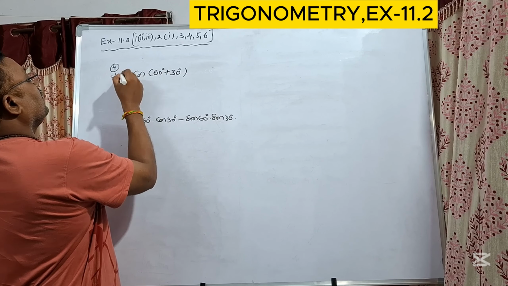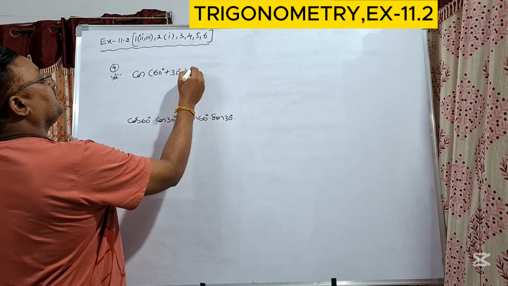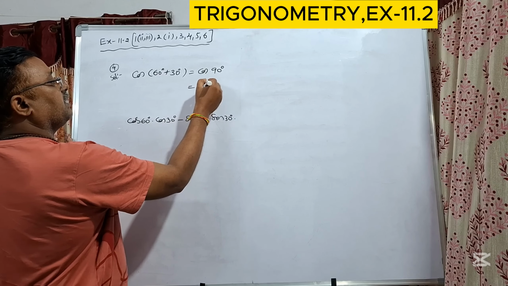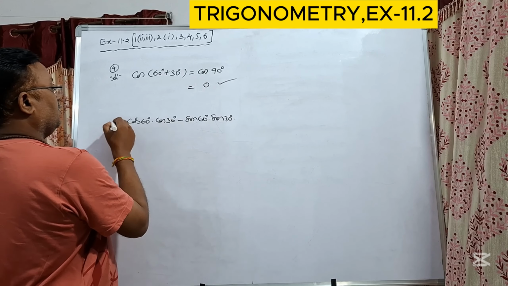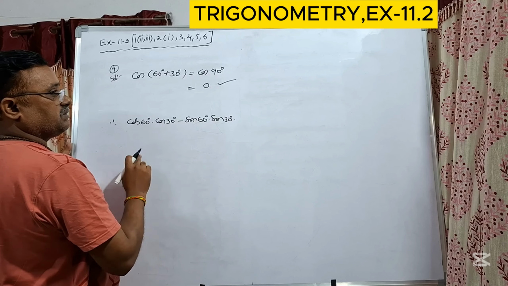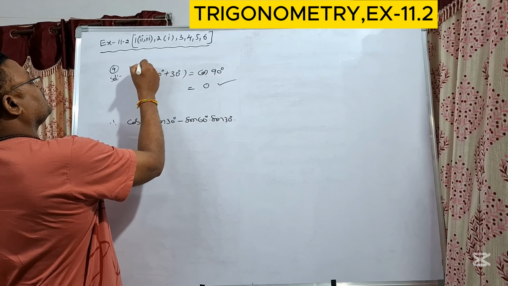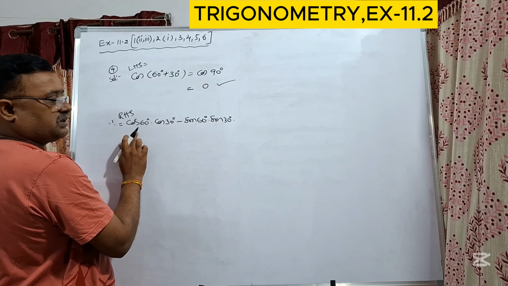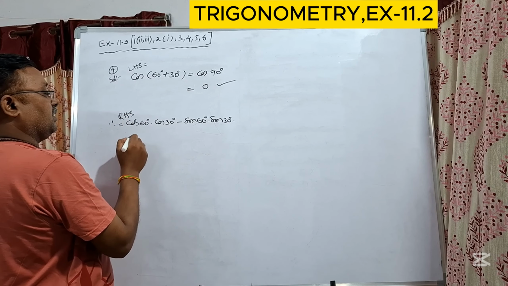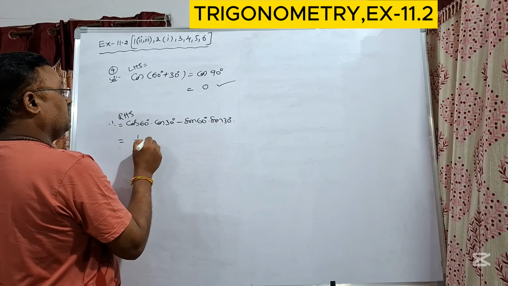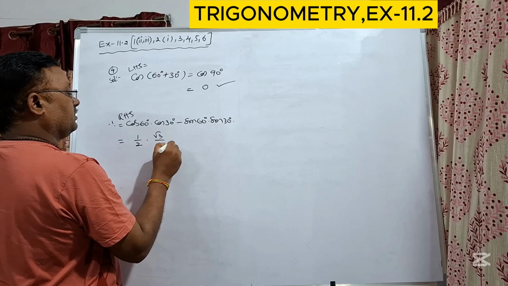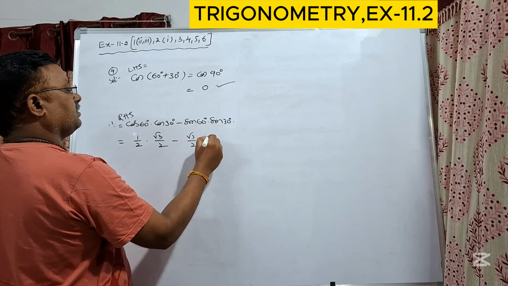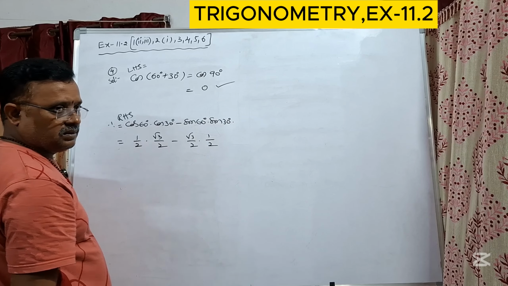Solution: cos of 60 degrees plus 30 degrees is equal to cos 90 degrees. Cos 90 degrees value is 0, over. Therefore, for the second value, RHS, you can take the first as LHS. RHS equals cos 60 into cos 30 minus sin 60 into sin 30. Cos 60 value is 1 by 2, into cos 30 value root 3 by 2, minus sin 60 value root 3 by 2 into sin 30 value 1 by 2.